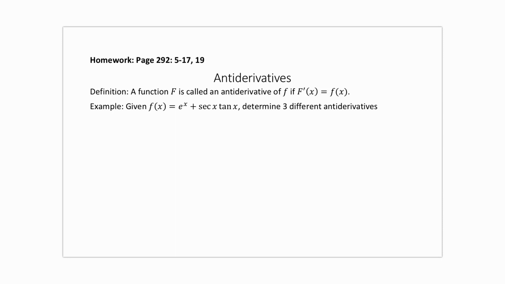Let's take a look at an example. Let's suppose our little function is e to the x plus secant x tan x. Let's determine three different antiderivatives. So I need to find my capital F of x, a function that when I take the derivative, I get little f of x. Of course, the derivative of e to the x is e to the x. So I start with e to the x, and for the second portion, I know that the derivative of secant x is secant x tan x.